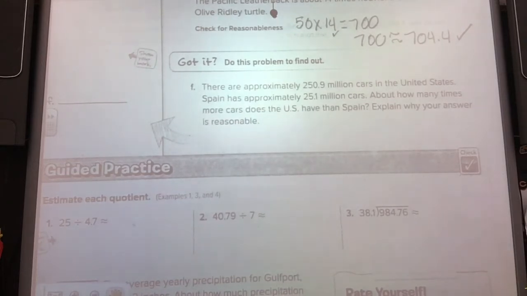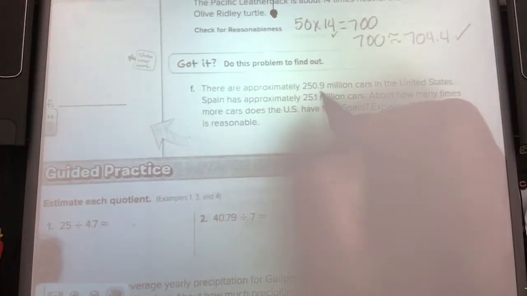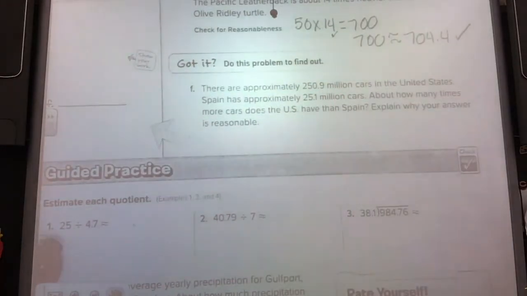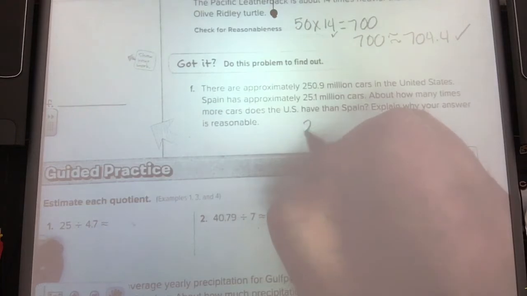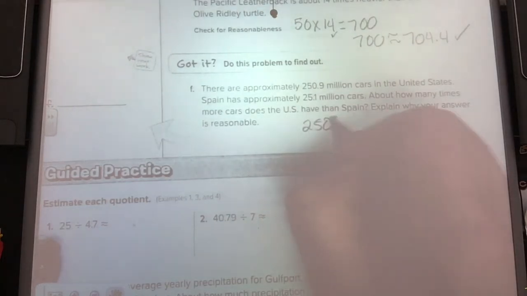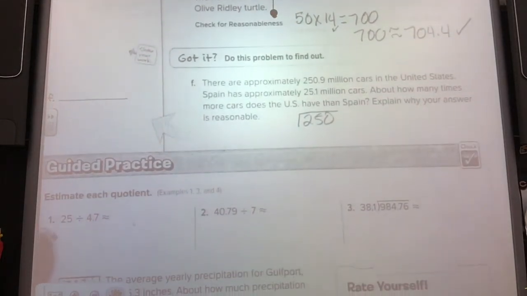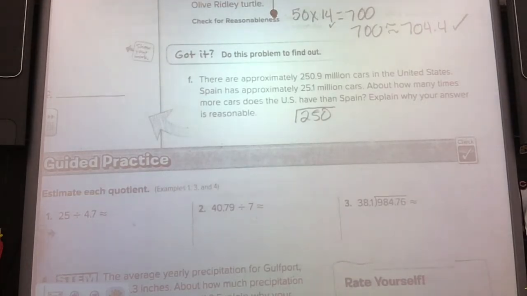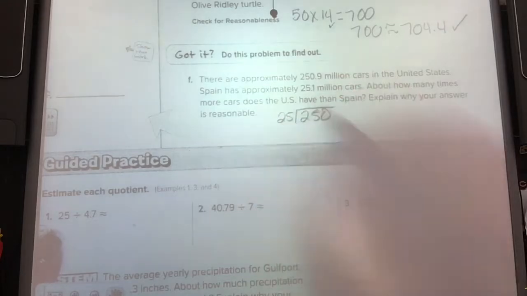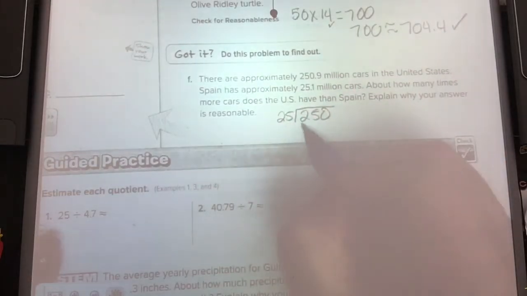All right, let's get this as close as we can. 250.9 is close to what? 250. And 25.1 is really close to what? That's compatible. Right, 25. Now let's divide 25 into 2.